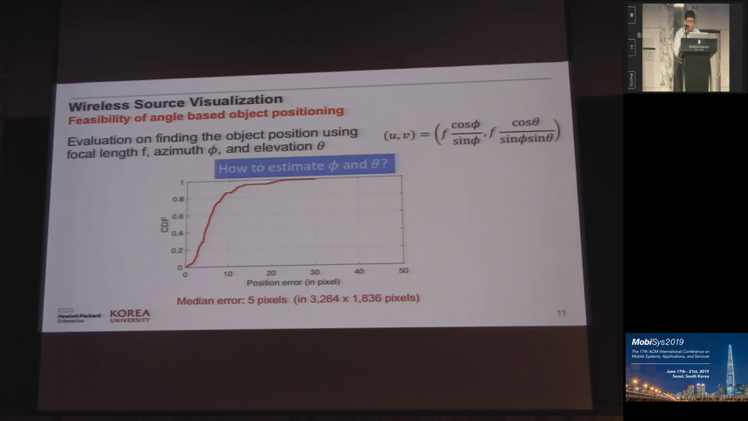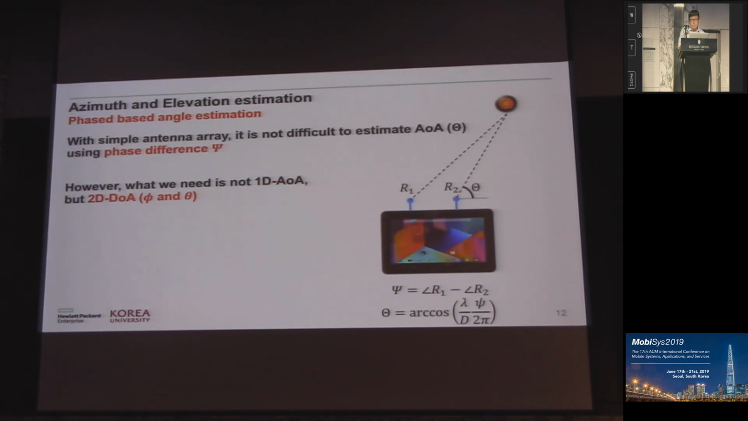Then the next question would be how we can estimate the azimuth and elevation angles between the IoT device and the AR device. If the receiver device has multiple antennas and you can observe the phase of the signal from multiple antennas, it is possible to estimate the angle of arrival using the phase difference. Such a technique is very widely used in many existing device tracking solutions. However, the problem is it is usually only the one-dimensional angle of arrival between the transmitter and the receiver, while the need for visualization is the two-dimensional direction of arrival.